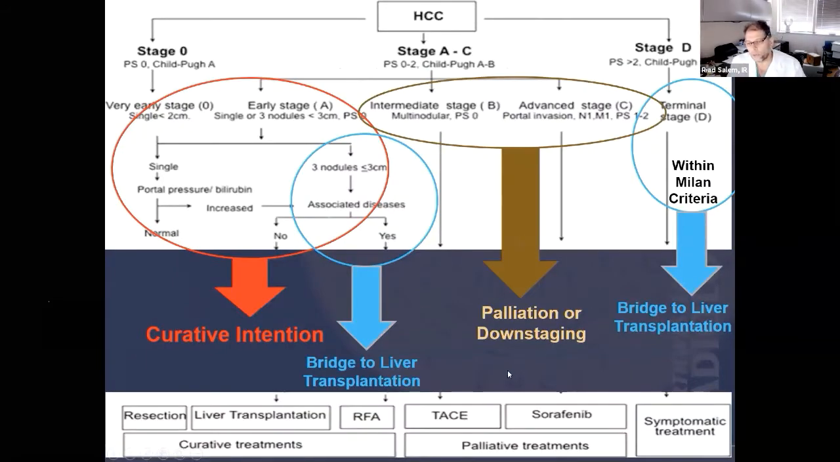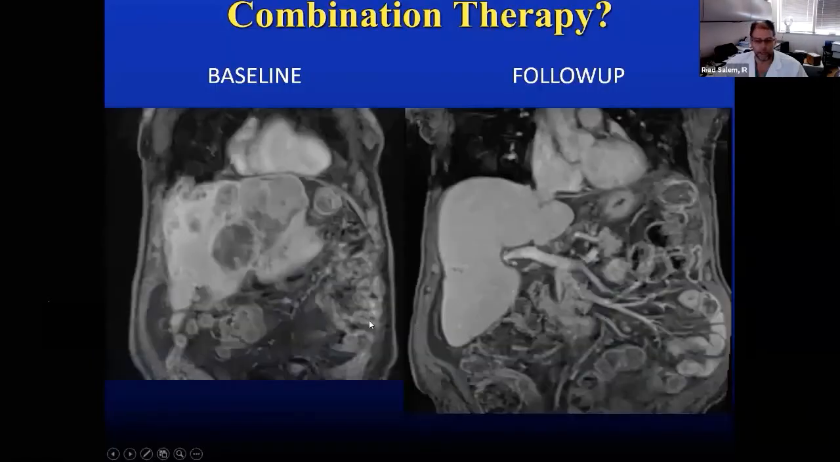So just to sum up a little bit on the HCC and where it fits in our setting, it is our treatment of choice, arterial treatment of choice applied with curative intent. In small lesions, you can bridge, you can palliate PVT, and even downstage BCLC-D patients to liver transplantation.